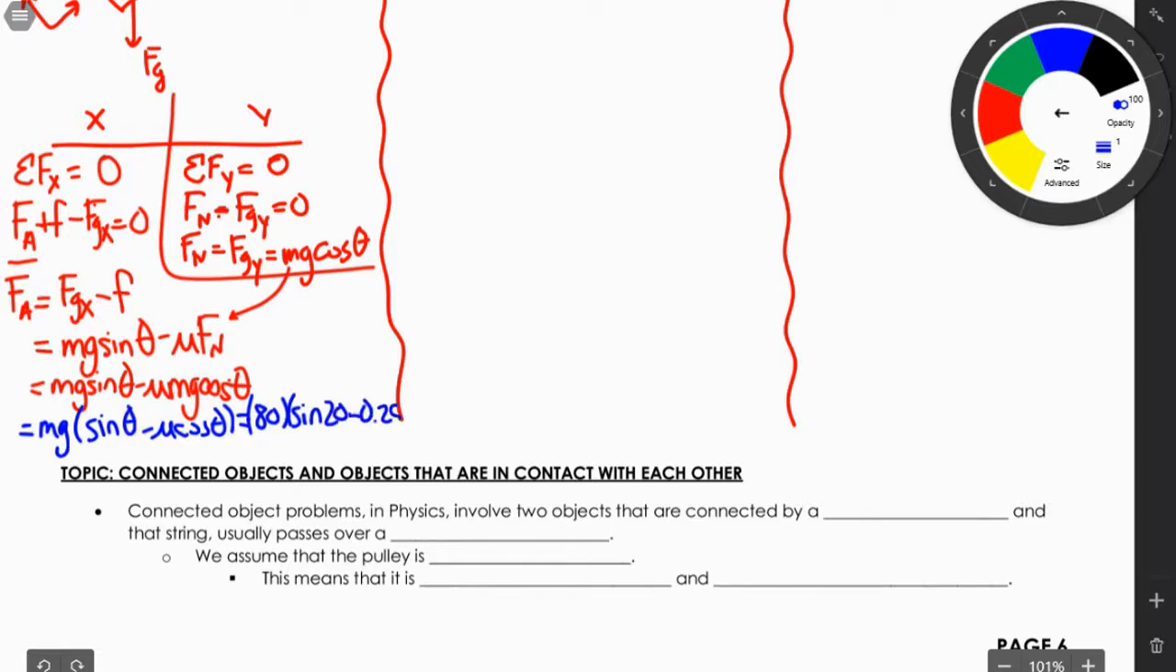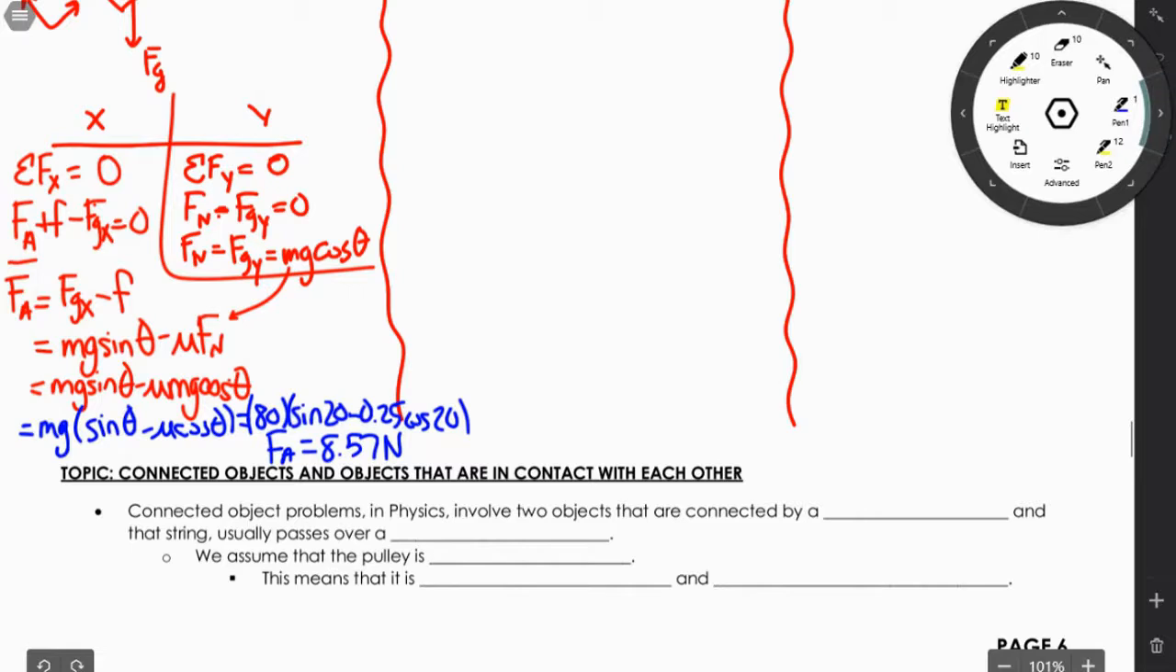And because we're looking at static, we're going to do 0.25 times cosine of 20. And we're going to plug it into our calculator, and we're going to find that this force that we have to apply is 8.57 newtons. So it's like if I'm holding the sled, I only have to apply 8.57 newtons, which is roughly less than a kilogram.